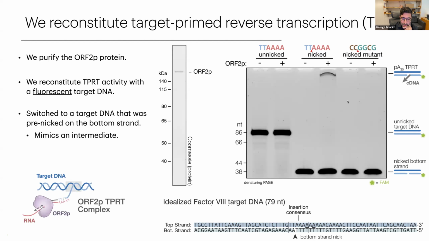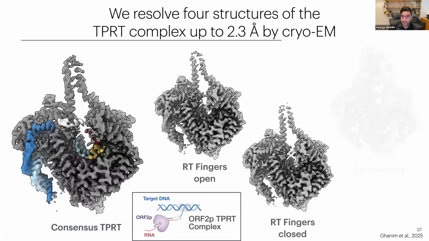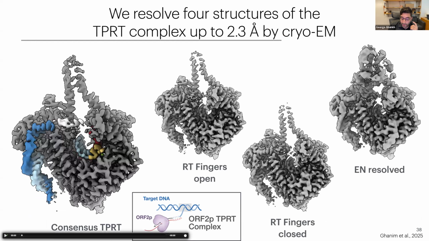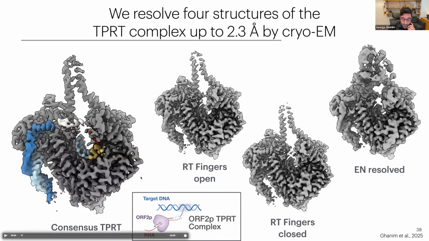Okay, so using this pre-nicked substrate, we were able to reconstitute this TPRT complex. And again, this is the complex where ORF2P is copying its mRNA into the target DNA. And we were able to solve not just one, but 4 structures by cryo-EM up to 2.3 angstrom resolution. And these structures represent different conformational states of the enzyme. And we'll go into them a bit later, but for now, we'll focus on the consensus reconstruction, which is on the left.